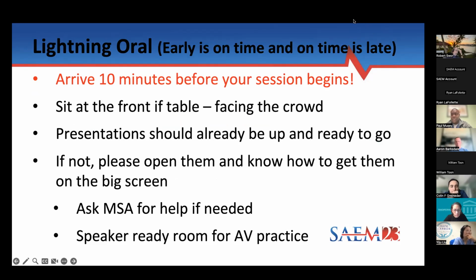Much like the poster sessions, you want to go up early enough to check that the presentations are ready to go. If not, you should be able to open them and determine how to get them on the big screen. The MSA is there to help if you're having trouble with that. It's also a good practice when you first get to SAEM to go by the speaker ready room to get an idea of what the AV is going to look like and how the abstracts are organized. It's been a little bit different each year.